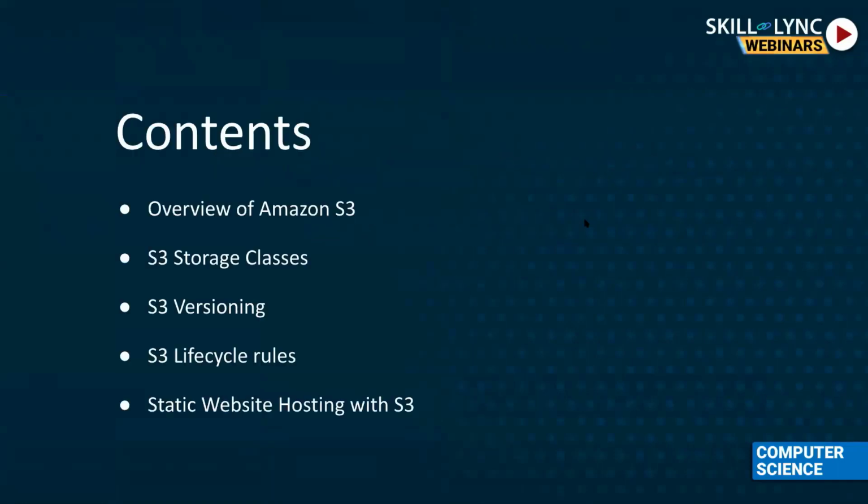Today I'll be giving you an overview of Amazon S3 and the different storage classes offered by AWS. I'll cover how to use S3 versioning to maintain continuous backups of the files we store in S3, and how to use S3 lifecycle rules to automatically take actions like deleting files or moving them to a different storage class. Finally, we'll conclude by hosting a simple static website in S3.